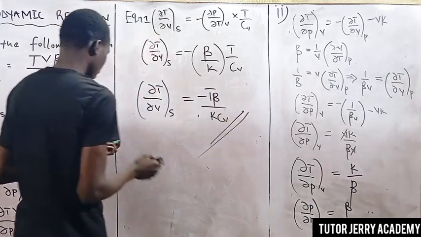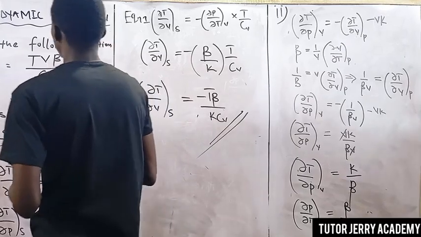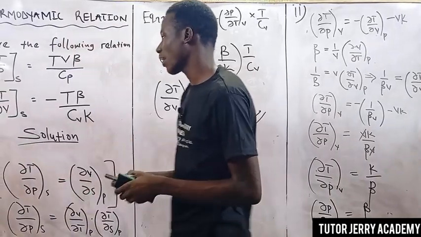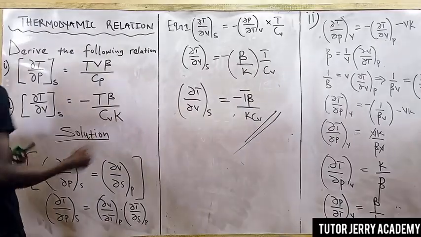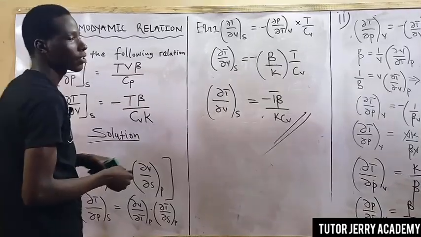Now this is our second relation which we are asked to derive. You can see this is of course equal to this. So we have derived the following relations.